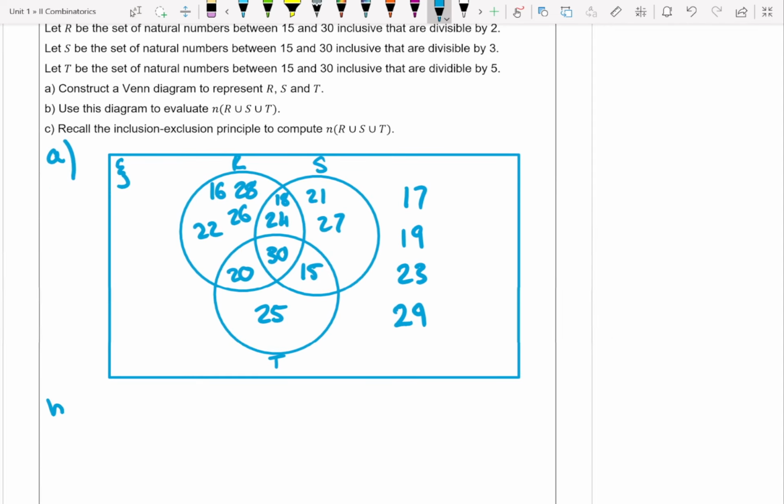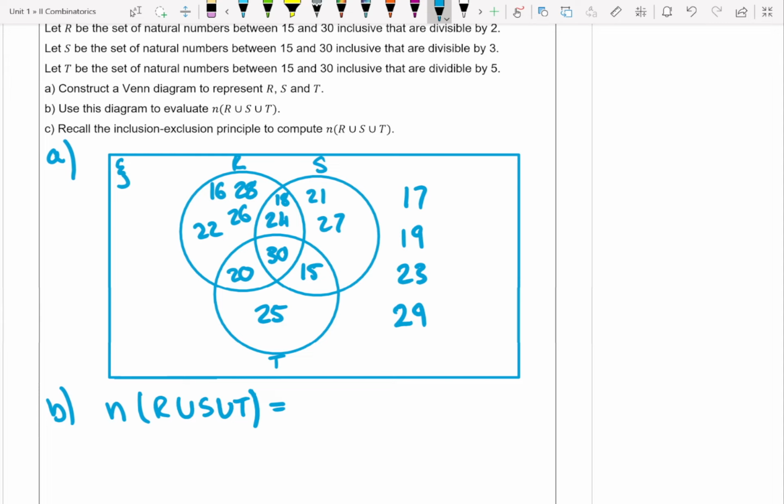Okay, part B is asking us to use the diagram to evaluate the union of R, S, and T. Then we're going to apply the inclusion-exclusion principle and see if we got the same number. So when finding the number of things in the union, R union S union T, we're just counting all the things that are in the circle.